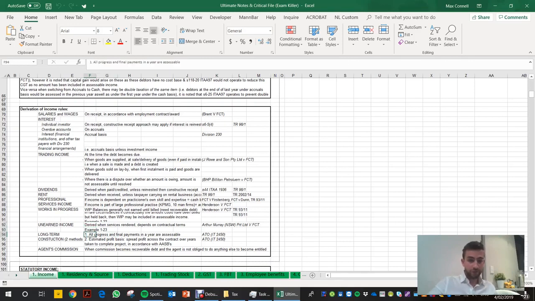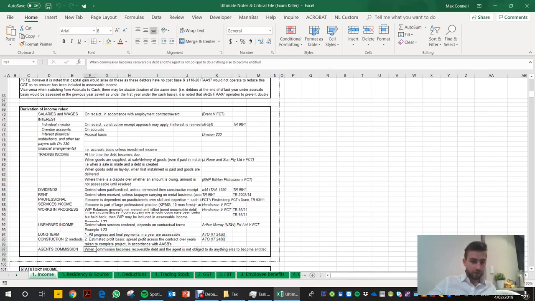Long-term construction. Fortunately, we don't get too many questions on this in exams. Basically, all progress payments, final payments in a year are assessable, so that's cash basis. But you get a choice of two methods. That's the first option. The other option is an estimated profit. So it's basically you calculate the profit over the entire thing, and then apportion it across the life of the project. Both of these are available in Income Tax Ruling 2450.